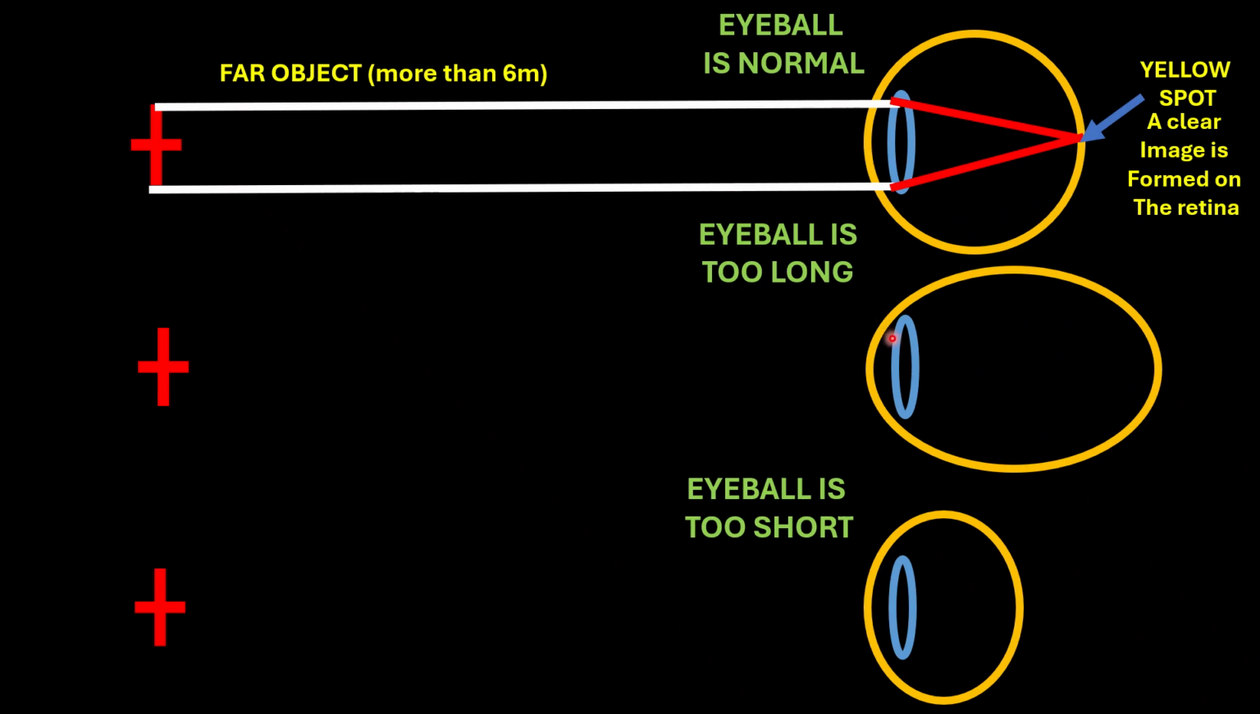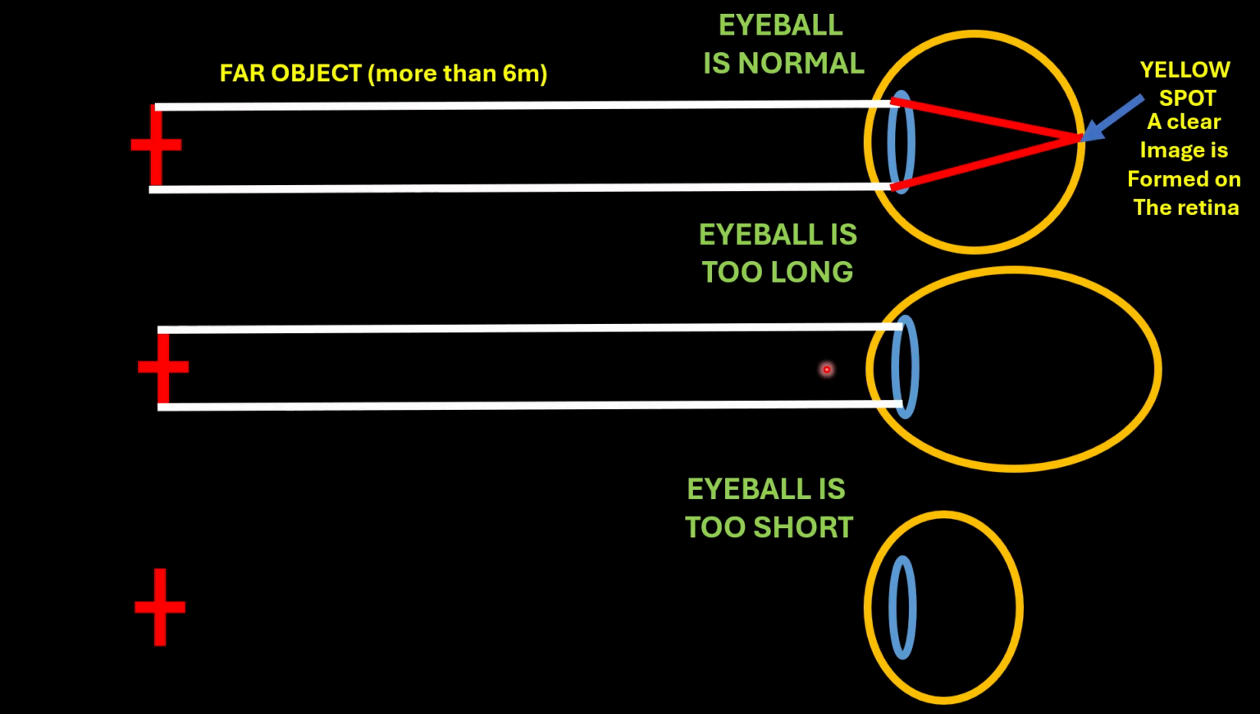Okay, now let us test the person with a longer eyeball. This person's eyeball is too long. Will he be able to see an object of the same size from the same distance as the person with the normal eyeball? So this person was able to see this object from the same distance. The size of the object is the same. Will this person be able to see the same object from the same distance? Let's find out. So yes, the experiment was done. And guess what?